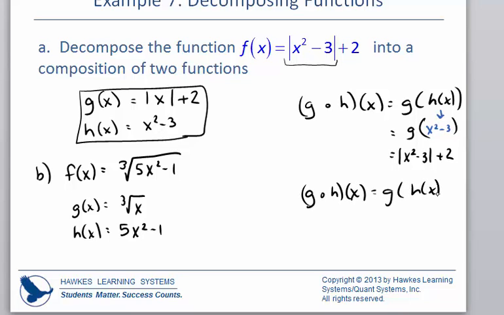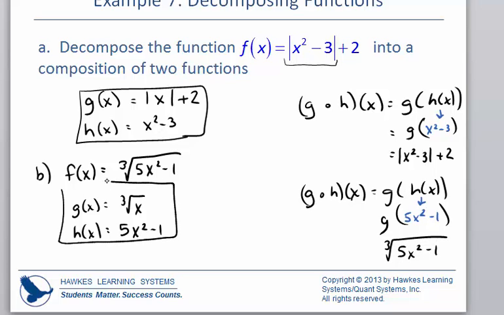You should always check to be sure that you have actually done what you set out to do. Function h is 5x squared minus 1. We're going to go to function g and put that in for the x, which would give us the cubed root of 5x squared minus 1. And so again, that is one way to decompose that function.